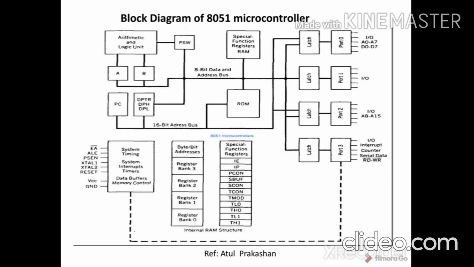Then the last part is system timing and system interrupt. For system timing and interrupt purposes, these are the pins: EA, that means external enable, then ALE, that means address latch enable, then PSEN. For oscillator purpose, crystal 1 and crystal 2. Then the reset pin. Then lastly VCC and ground, these 2 pins are used for power. This is the block diagram of the 8051 microcontroller.